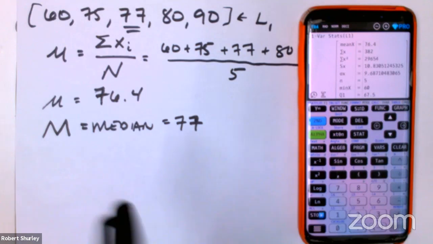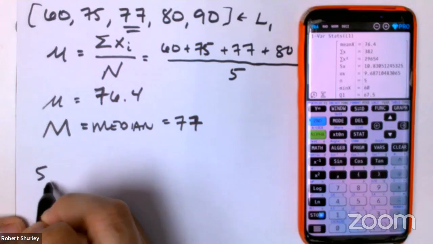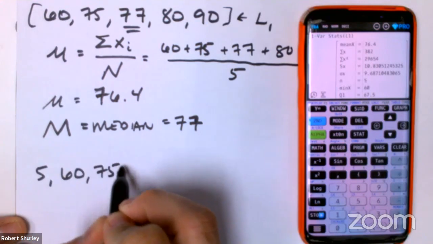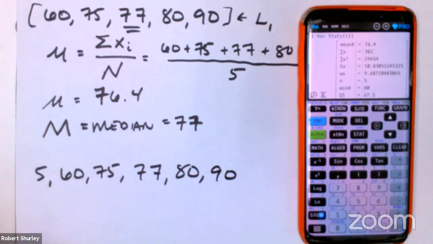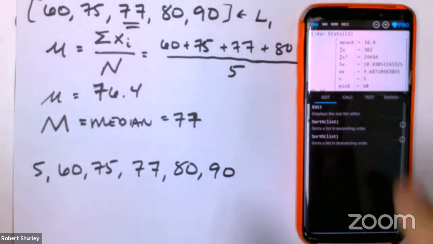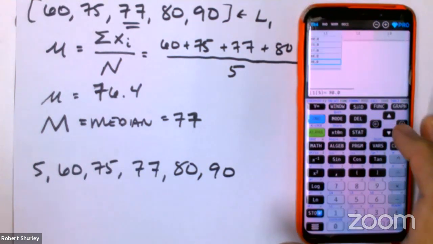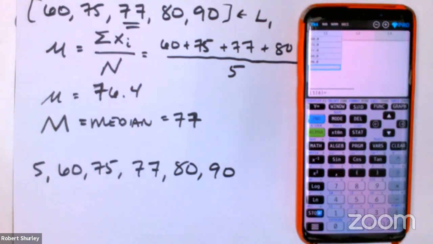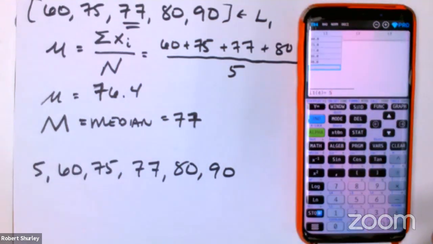For instance, let's say that I forgot to put a grade in and someone made a 5. So now we've got a 5, 60, 75, 77, 80, and 90, okay? So I'm going to go back to stat, go back to edit, and I want to edit the list. So here's list 1, and I'm going to go down and add one more test. Someone took the test, bombed it, and made a 5 on it, right? They got their name right, and that was it. So now I'm going to hit enter.